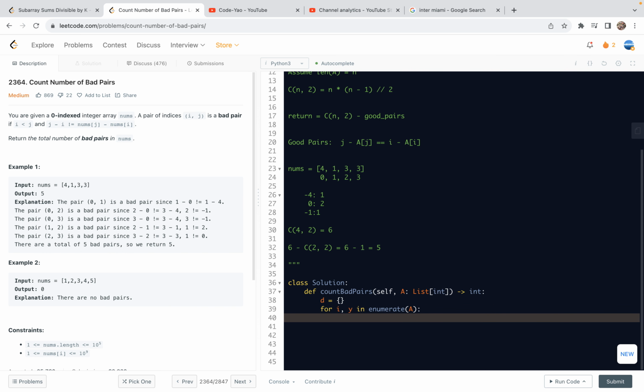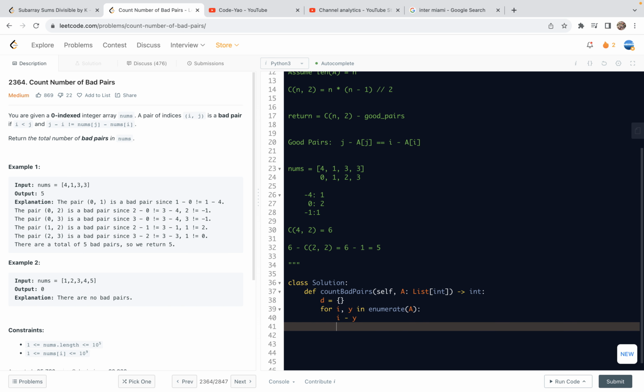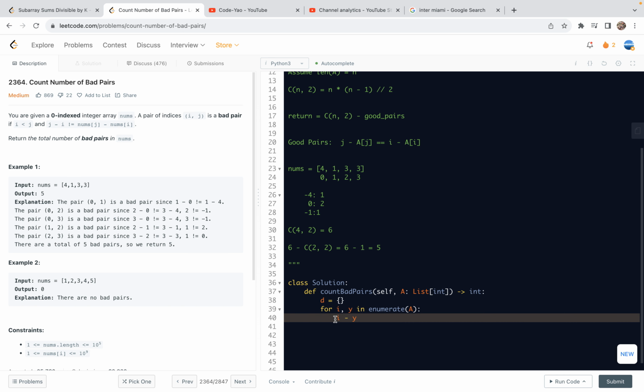So what we want to do is use this key, i minus y. Or you can use y minus i, the same, right? You just add a negative sign on both sides. But you just need to use the convention consistently. So we want to update this key.